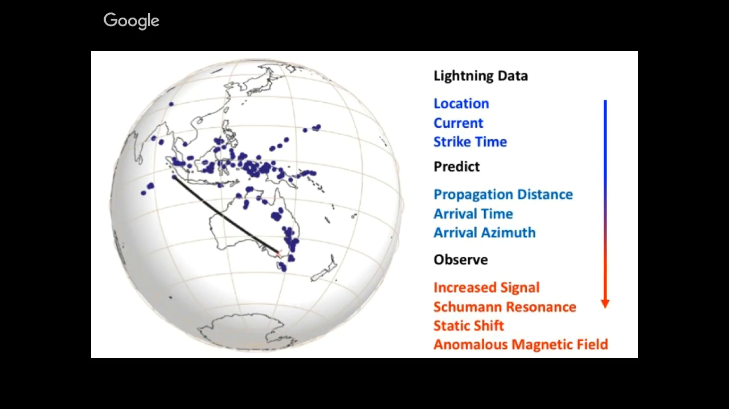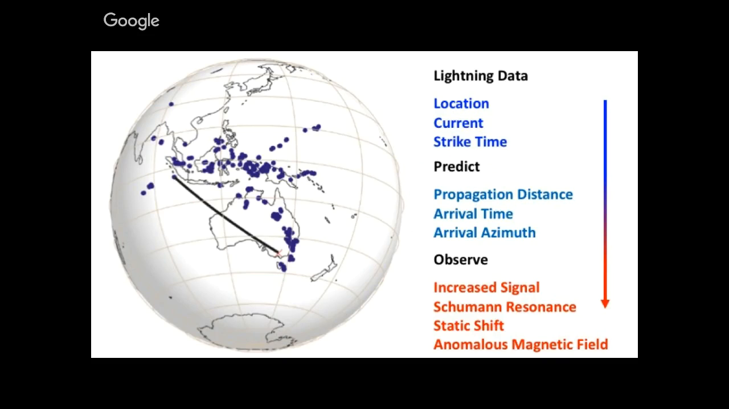So we can start to predict things using this information, such as the arrival azimuth. From that we can work out which way the electric and magnetic field vectors are pointing when they come into our survey site. As this sferic comes in, it interacts with the geology and the conductors in the ground, and the fields can rotate around. So using this lightning data, we can work out a reference to see how much the Earth is rotating the fields.